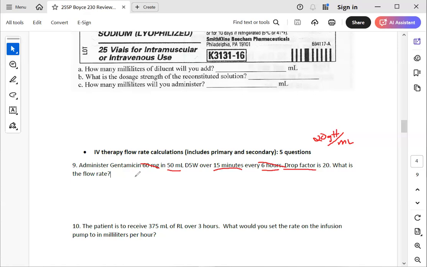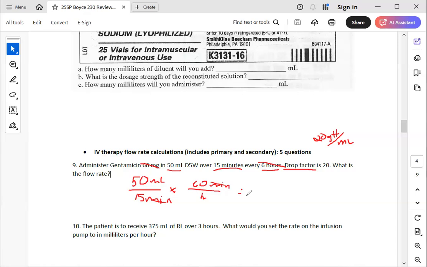So let's say I wanted to calculate just the flow rate, okay, in milliliters per hour. All I'm going to do is take my 50 ml over my time, 15 minutes. And then I'm going to convert minutes to hours. 60 minutes in an hour. Again, we can cross out minutes and then we have milliliters per hour.